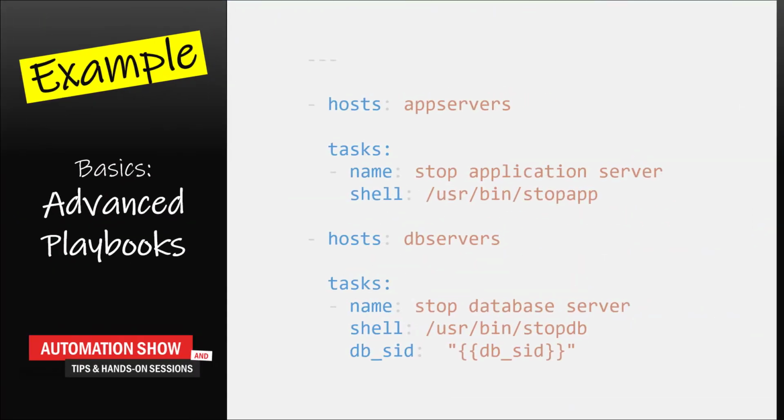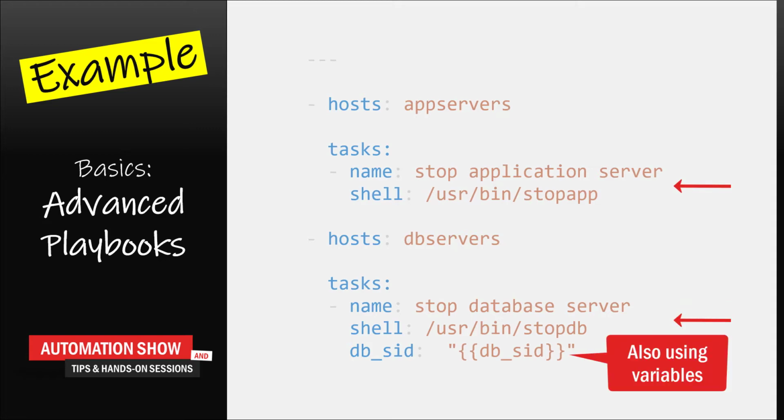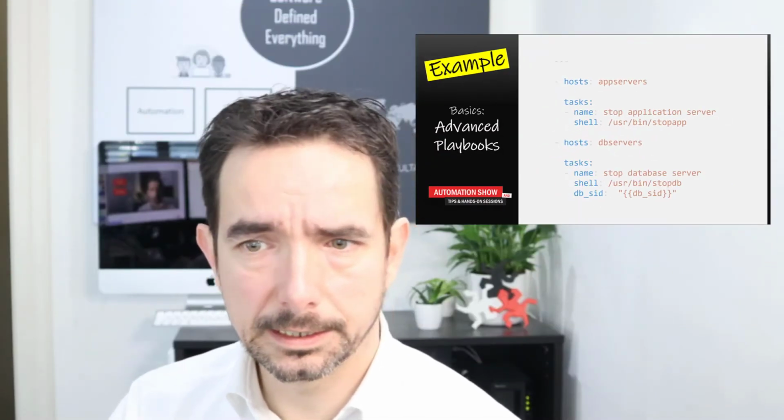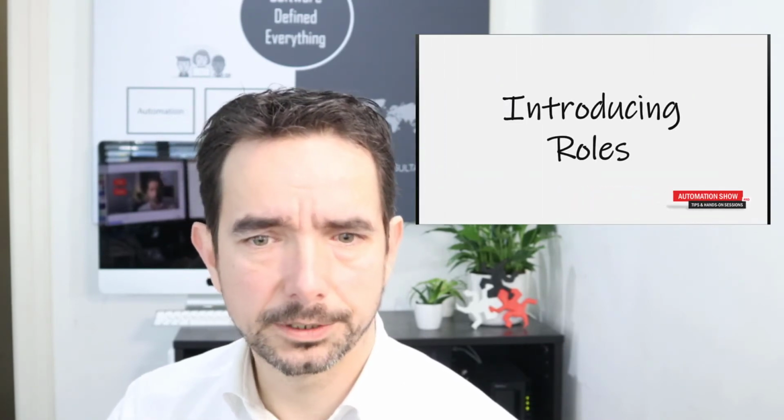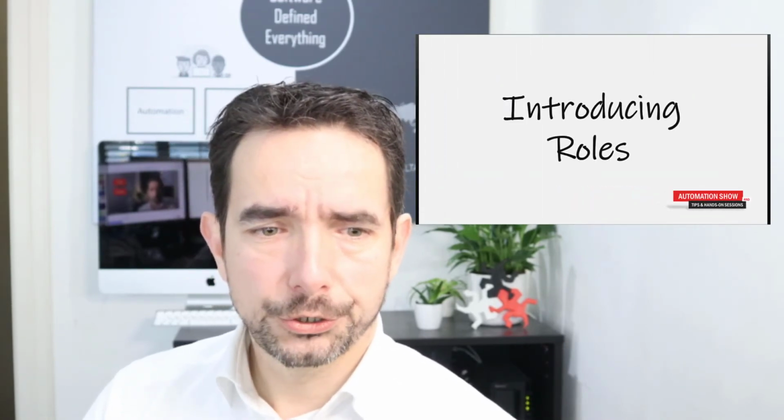In this case, we're going to have separate tasks for our app servers and separate tasks for our DB servers. So we're gonna stop our application servers, and next we're gonna stop our database servers, which is pretty common in a 2-3 tier environment. Then we're gonna look at roles.